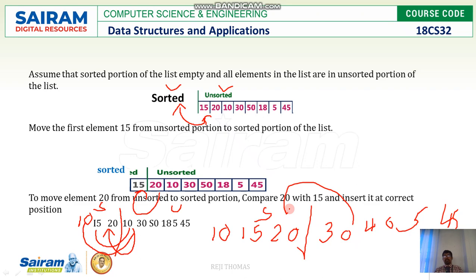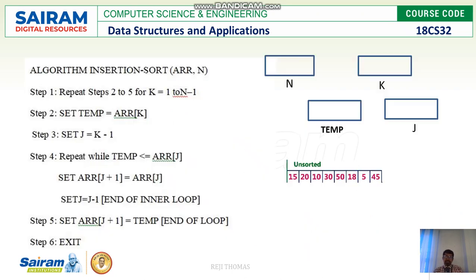Next you have to continue with 30. You have to find the right place for this and insert it. So let us see the actual algorithm for this. So we have taken the algorithm as insertion sort.